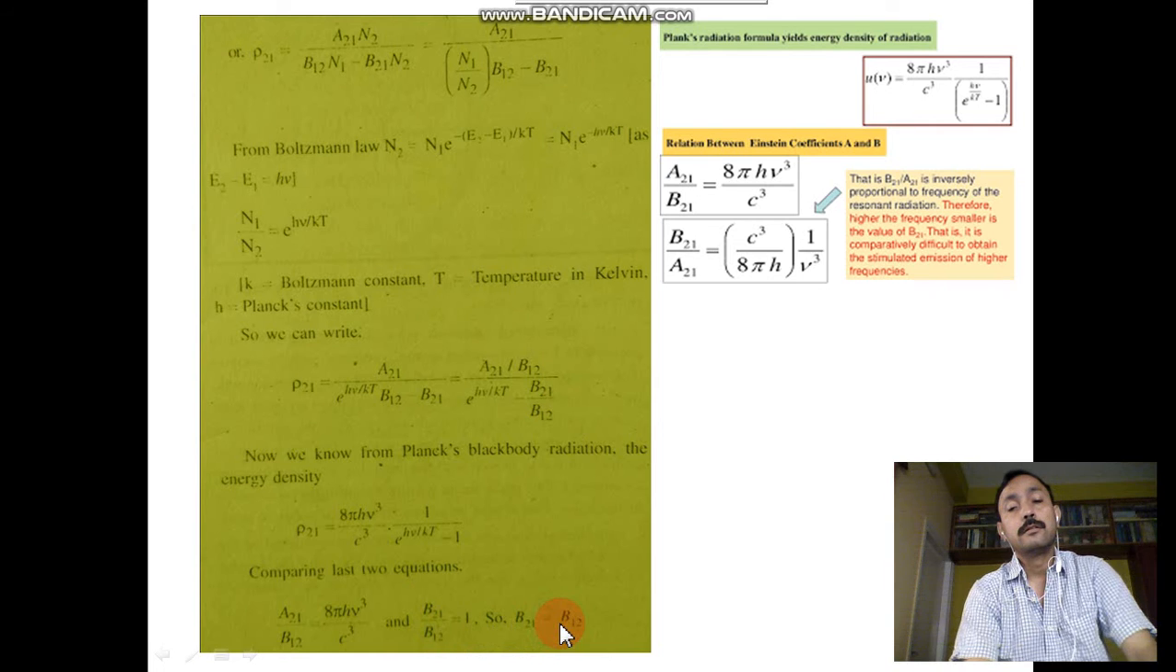Thus the Einstein B coefficient for stimulated emission is equal to the Einstein B coefficient for induced absorption. So we can say the stimulated emission is a special case of induced absorption. Now come to this part. This is the formula.